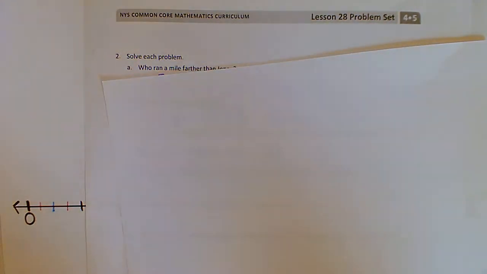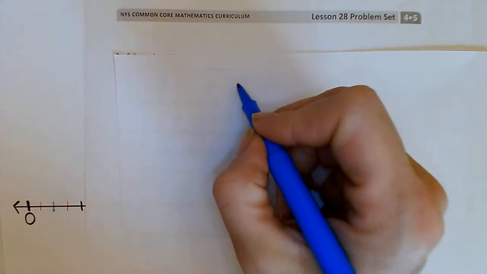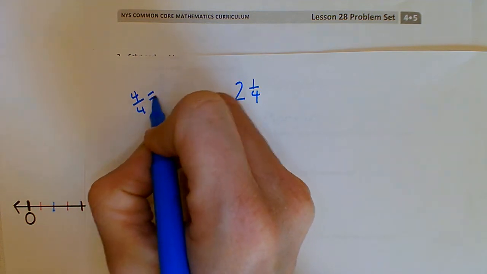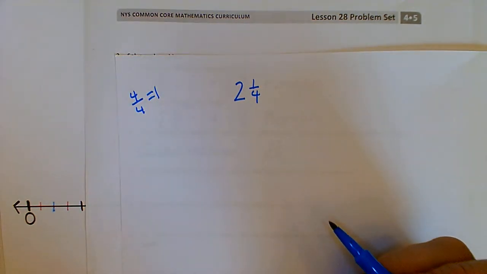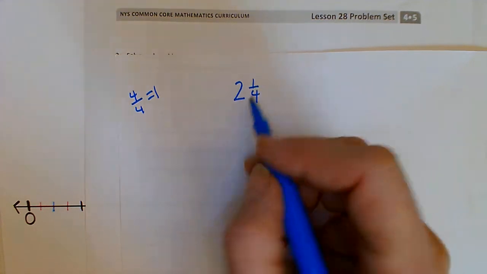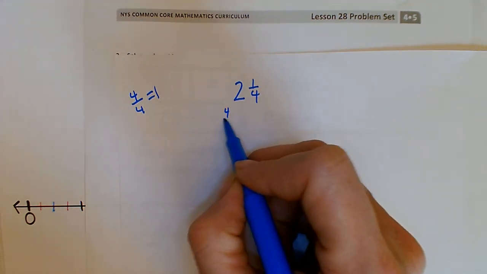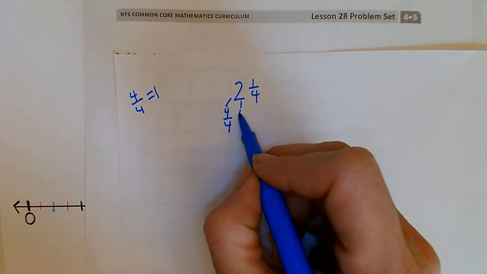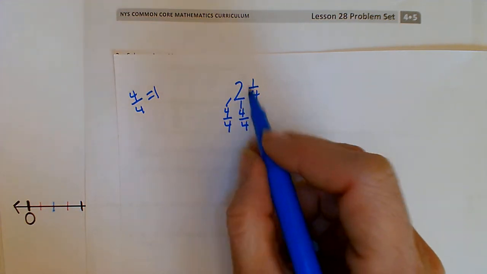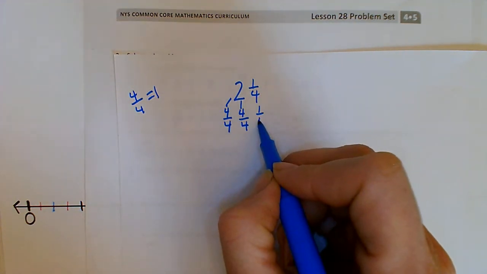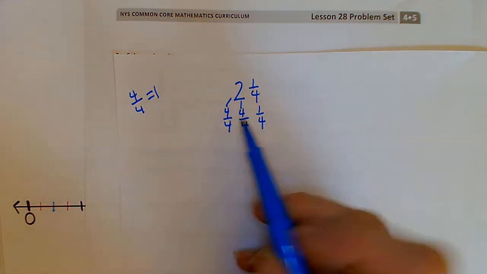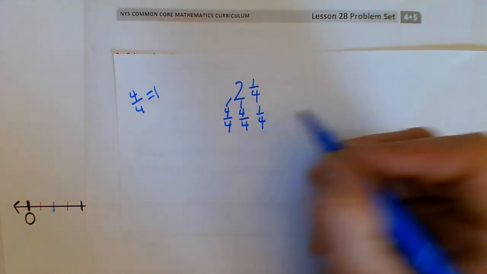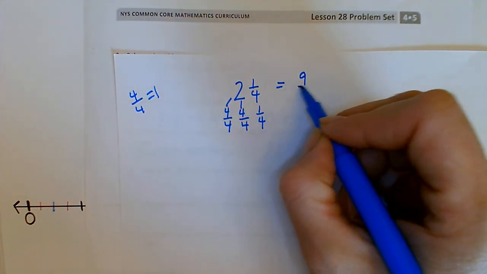So, what I know is, remember we want to turn 2¼ into all fourths. What I know is that 4/4 is equal to 1. So what I want to do is I want to decompose this into fourths. So what I could say is that I have 4/4 here, that's 1, and now I can put another 4/4 here. I'm just pulling out ones from this 2, and then I still have my 1/4. So how many fourths do I have altogether? 4, 8, 9. So if I added all these together, I know that 2¼ is equal to 9/4.